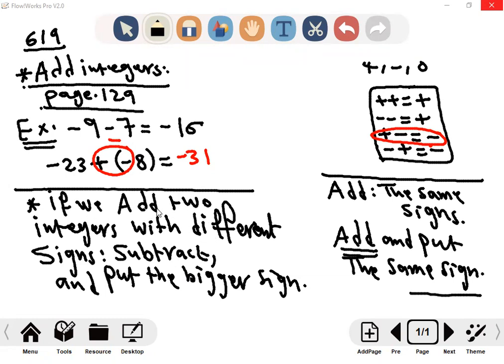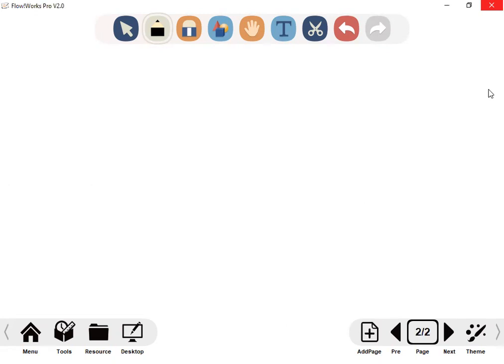But today's formula, if we add two integers with different signs, what we do? Subtract and put what? The bigger sign. The bigger sign. Let's take an example. For example, add or subtract whatever. -12 plus 17.